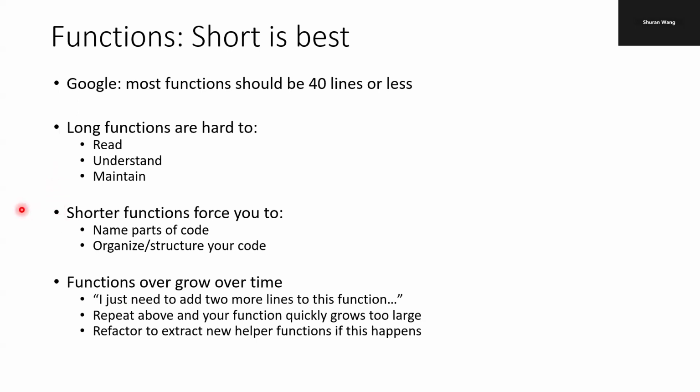If you keep your functions short, you will be forced to name parts of code into helper functions. And therefore, it helps you organize and structure your code, and your helper functions may be reused later. Functions will overgrow over time. Every time you think you just need to add 2 more lines to this function, after 10 times of that, it's 20 more lines. So refactor to extract new helper functions if this happens.